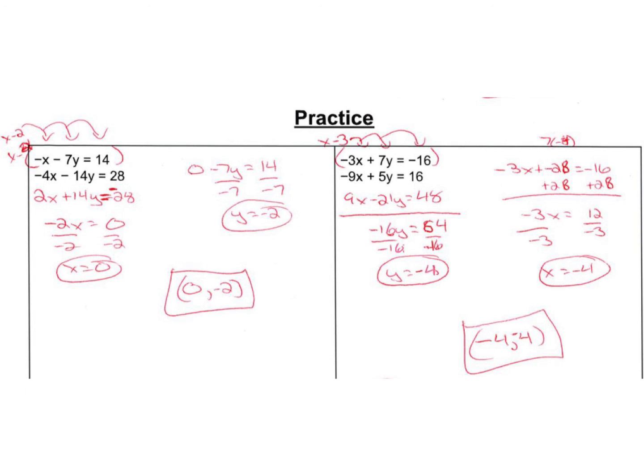Okay, so check your work here. First one looks like we are multiplying by a -2. This one could have been solved by multiplying by a -4 as well, but I chose 2, a little bit smaller numbers, and we end up with 0, -2. And the second one looks like a pretty easy choice on multiplying by -3. And we get the answer -4, -4.